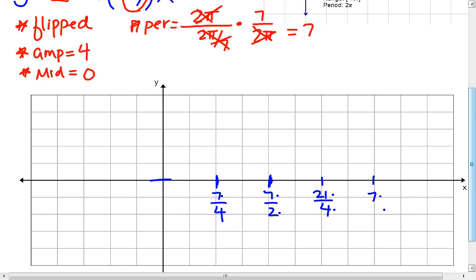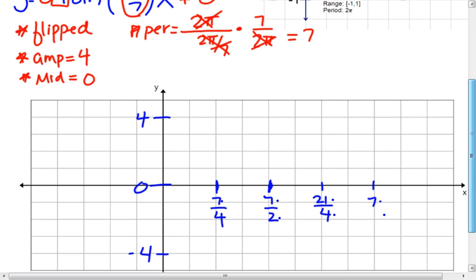Okay, my midline is 0. And then my amplitude is 4. So I need to go 4 up from my midline. So 0 plus 4 is 4. And 4 down from my midline. 0 minus 4 is -4. Okay. And then we are going to graph this.